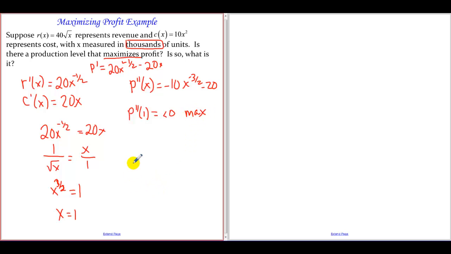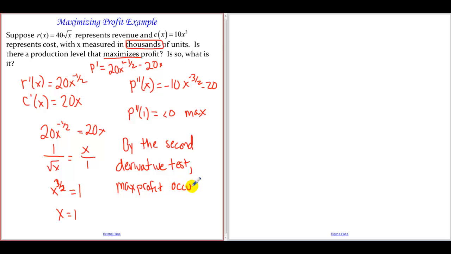So by our second derivative test, max profit occurs for 1,000 units. Okay, because remember, x was measured in thousands of units. So that is one of our maximizing profit examples.